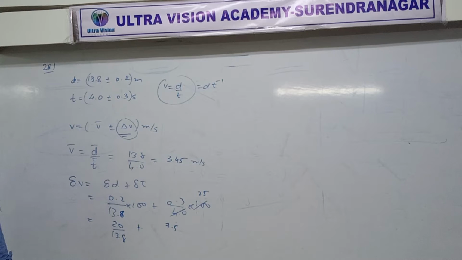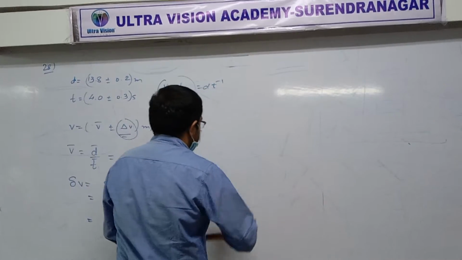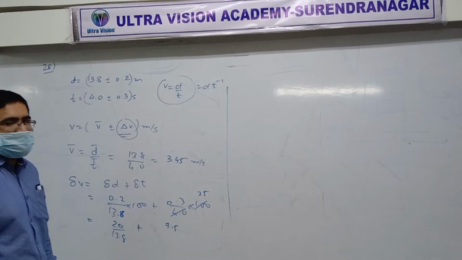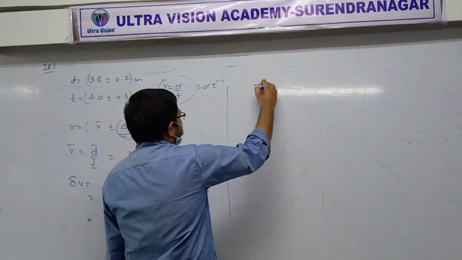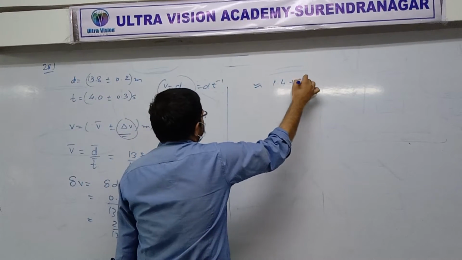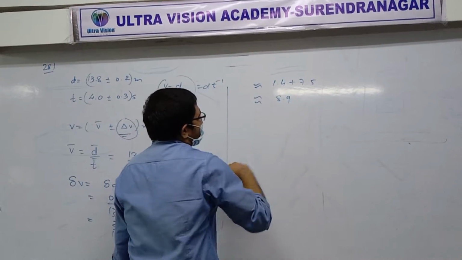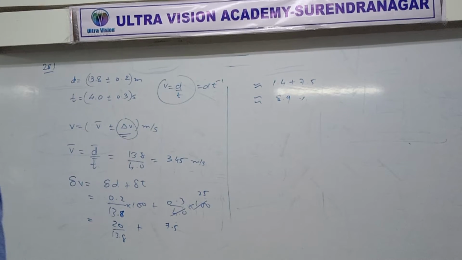Will you do it for me? 1.4. 14 square 196. Yeah, okay. 1.4, it will be a little more, I think. Okay, never mind. So if it's nearly 1.4, then this is going to be close to 1.4 plus 7.5. So that is like how much? 8.9% error. Is that clear? 8.9% error. Clear?